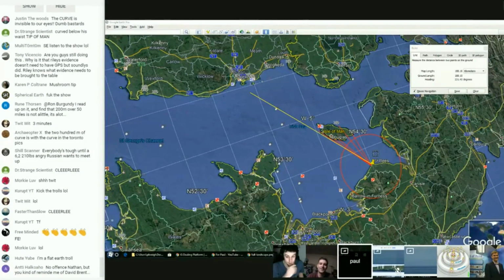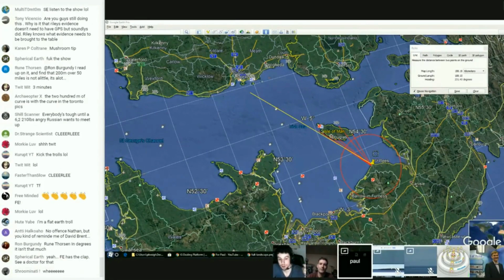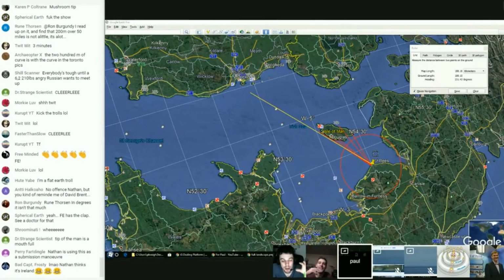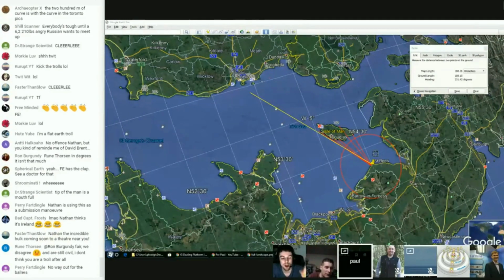There's only two choices. Look at the yellow line that Paul has put on his screen. Can you see that, Lou? There's two options. One, it is Southern Ireland. Two, it is the Isle of Man. That is what we are seeing. We are seeing land. It is not being obscured. Now, if it is Ireland, we are missing 2 miles of curvature. If we are seeing the Isle of Man, we are missing 200 meters of curvature.